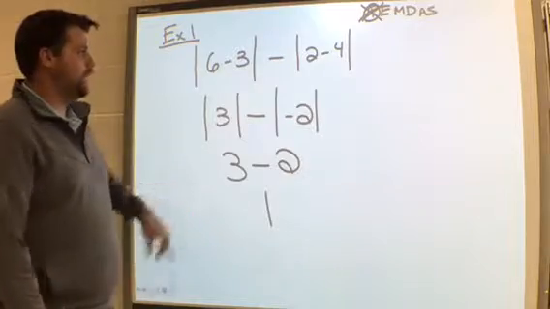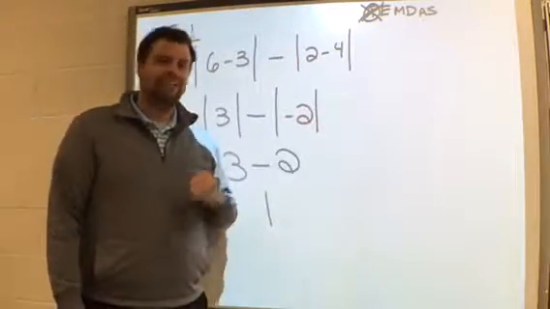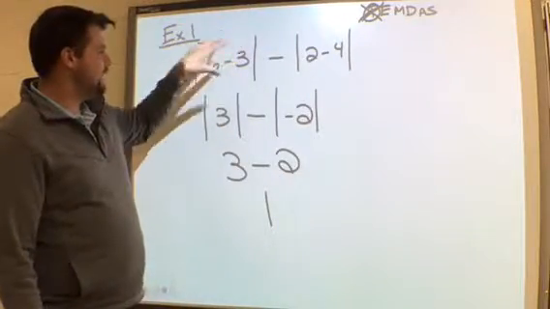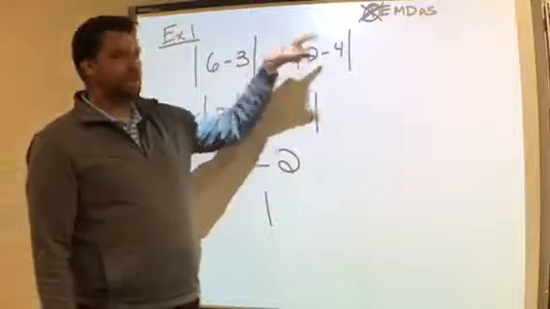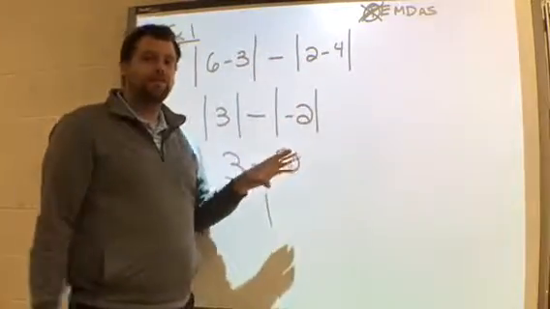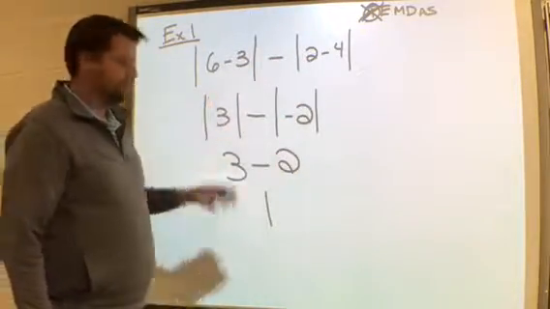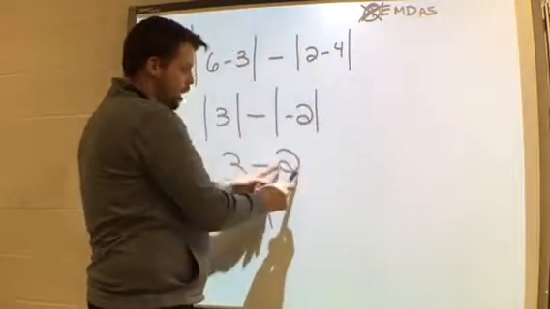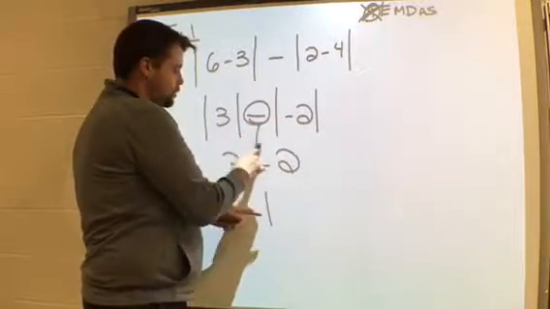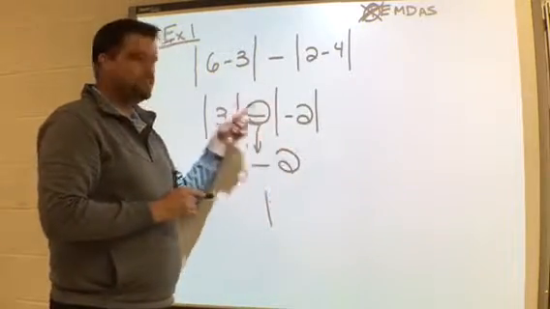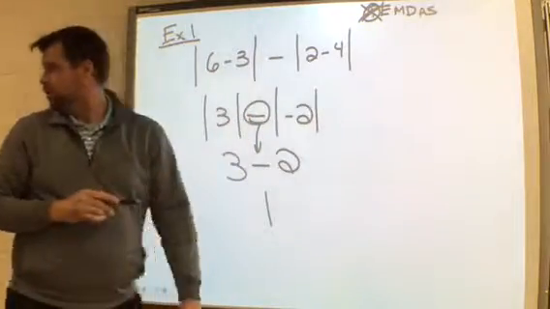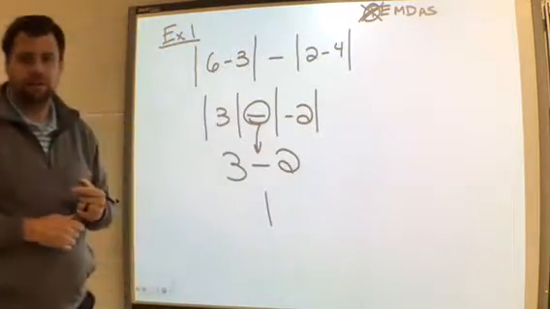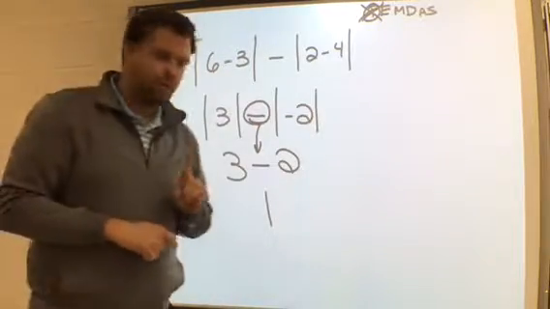Let me recap real quick. These two absolute value symbols acted as grouping symbols, like parentheses do. So what I do is I simplify inside. 6 minus 3 is 3. 2 minus 4, negative 2. Then after I've done that, they are actually operations. So the absolute value of 3 is 3. The absolute value of negative 2 is positive 2, but this subtraction came straight down. This absolute value does not affect that subtraction. And then from there, 3 minus 2, 1 is my final answer. Okay, let's do another one.